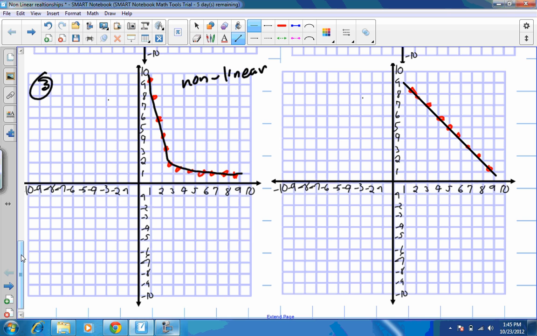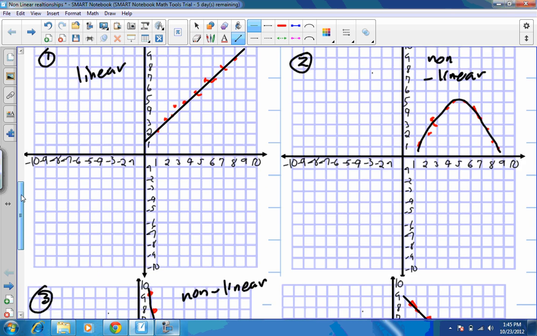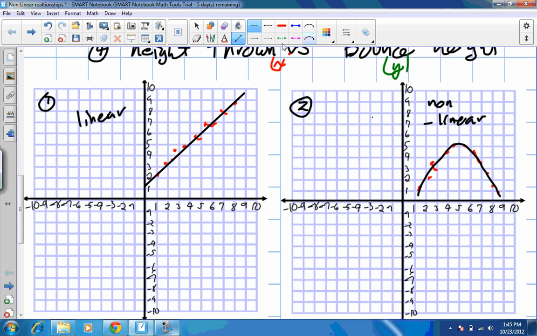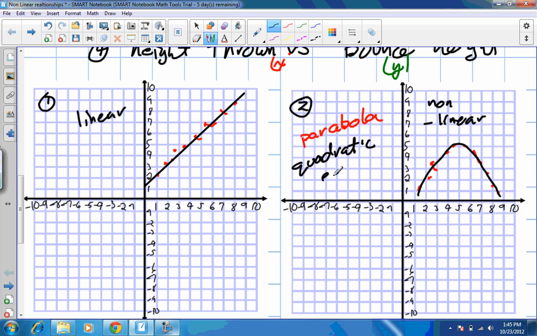Okay, now I want to talk to you just briefly. Our second example there, this is actually what we're about to really start delving into. We're going to be talking about, this shape is called the parabola. Okay? And the parabola comes from a quadratic equation. Okay? This is the shape quadratic equations make on a graph. It looks almost like a U shape.